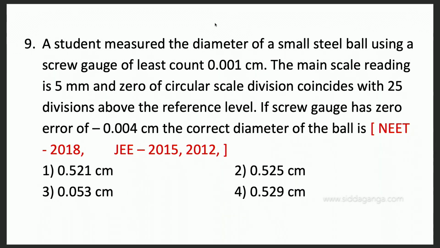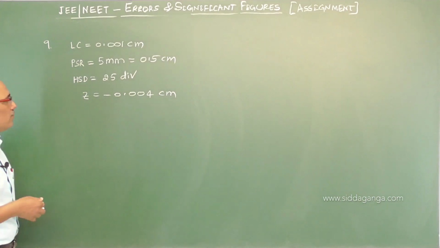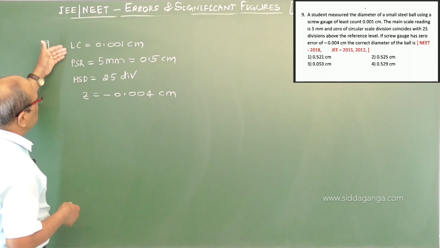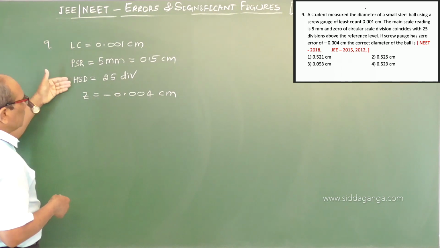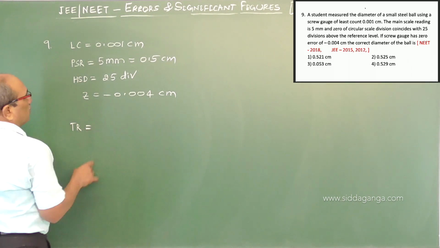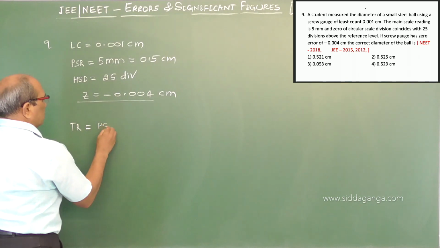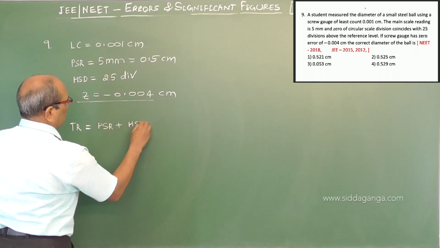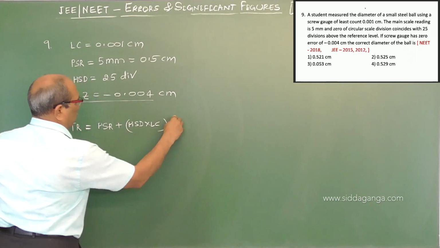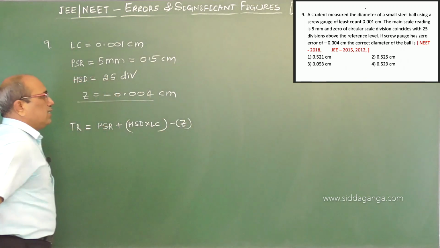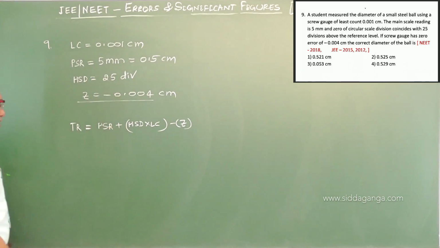The correct diameter of the ball is asked. It appeared in NEET 2018, JEE 2015 and the same question was repeated in 2012. See the importance of this error measurement, the application of the screw gauge. A most important question here: the least count is known, the pitch scale reading, the head scale reading, and the error is mentioned in centimeters. The total reading is pitch scale reading plus head scale division into least count, minus the error.